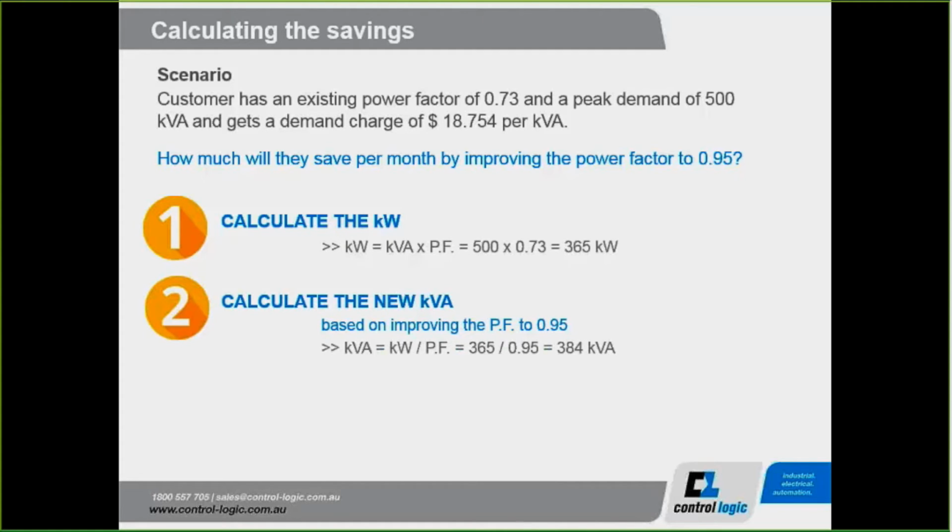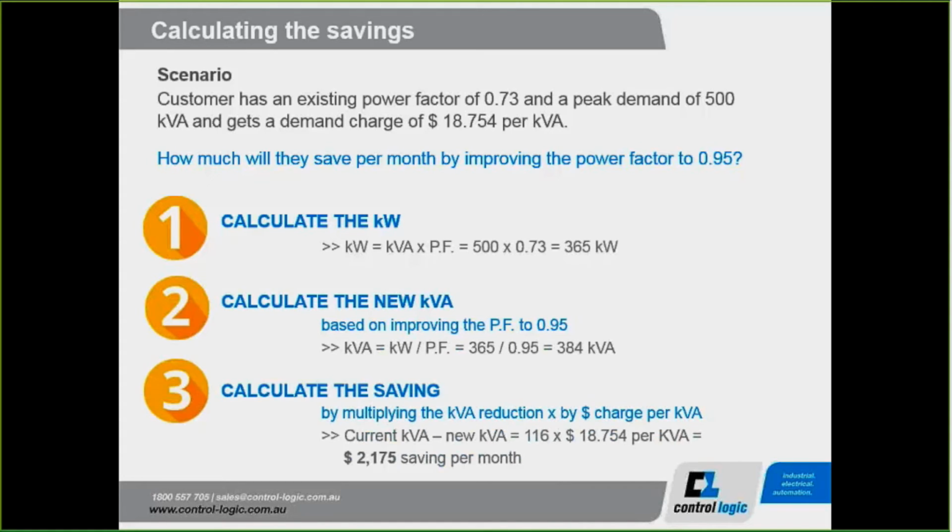Having calculated the kilowatts, our next step is to calculate the new kVA. We take the kilowatts from step one, 365, and divide that by our new target power factor of 0.95. Straight away, based on improving the power factor to 0.95, the kVA is reduced from 500 down to 384. The final step is subtracting the new kVA from the existing kVA. We see we've got a kVA reduction of 116.